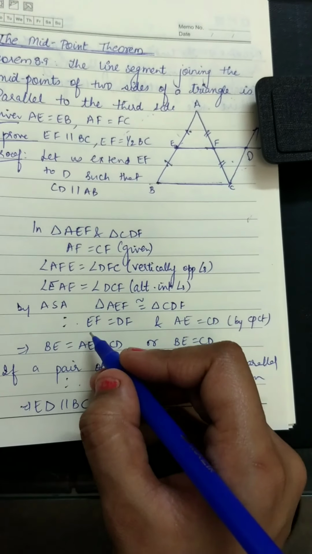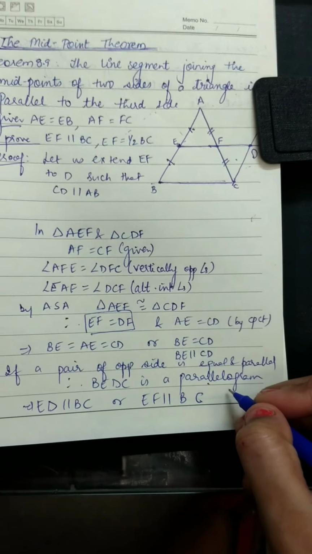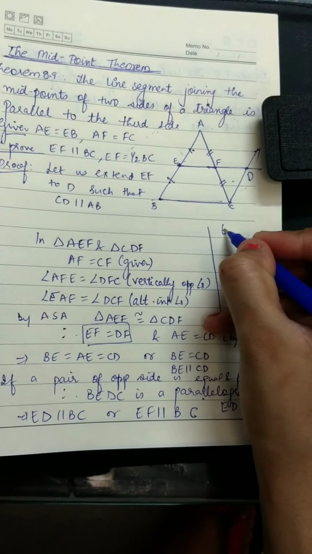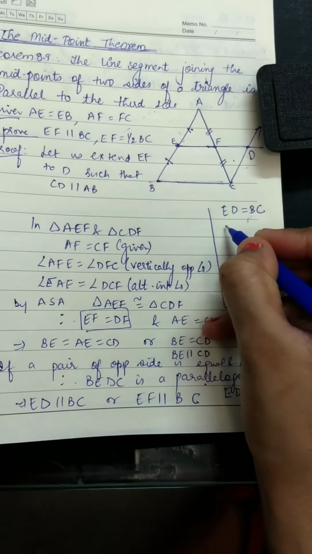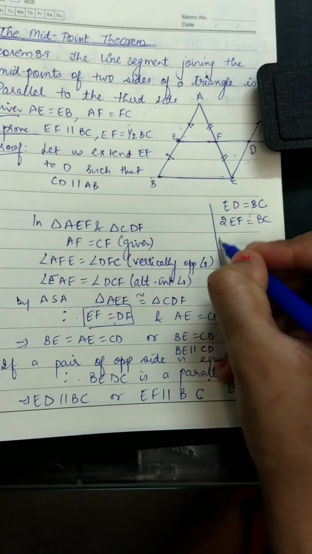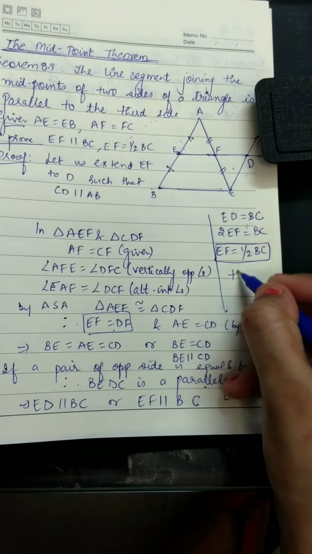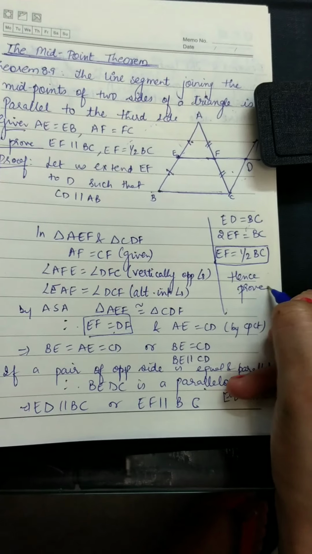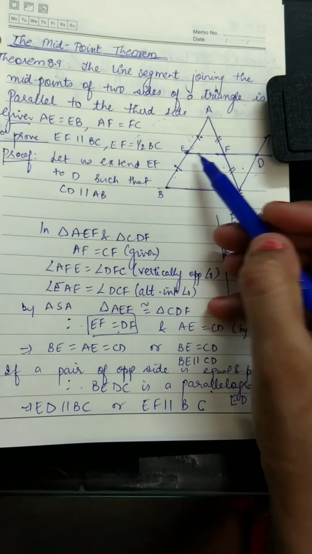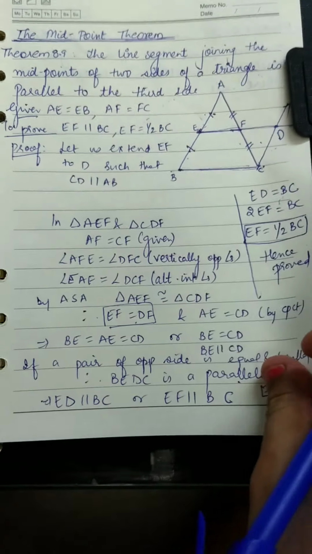Now here we have proved that EF is equal to DF, and since it is a parallelogram, ED is equal to BC. I am proving it over here. ED is equal to BC and ED can be written as twice of EF because EF is equal to DF. So EF is half of BC. Hence proved. So the midpoint theorem states that the line segment joining the midpoints of two sides of a triangle is parallel to the third side and equal to half of it.